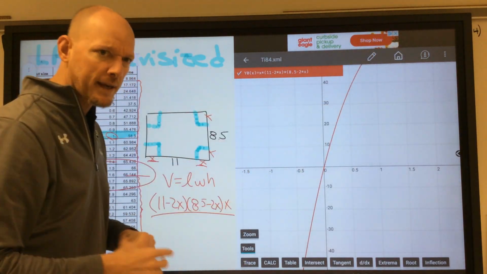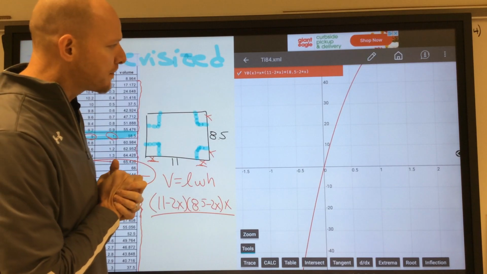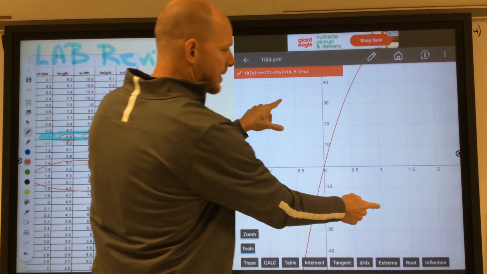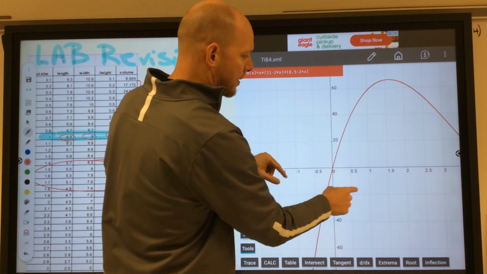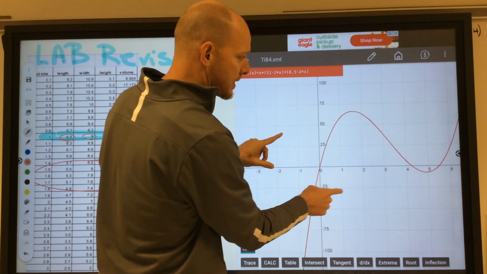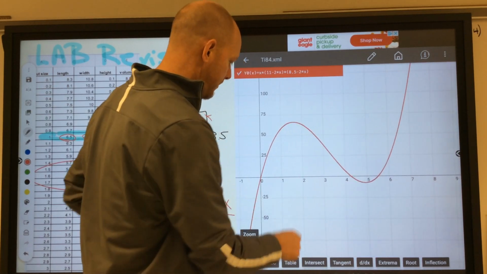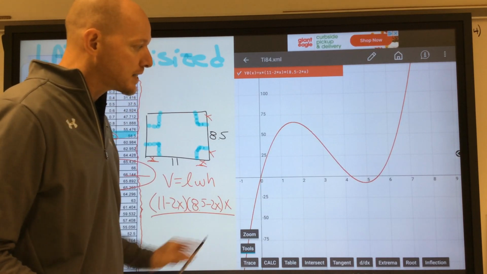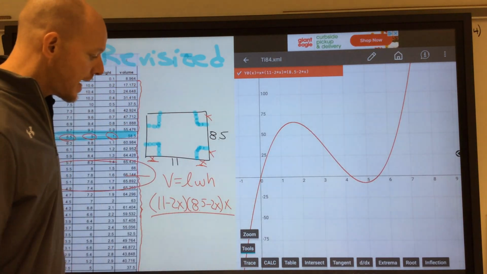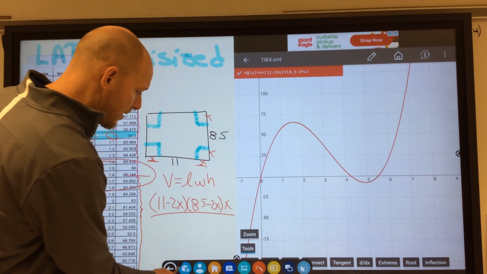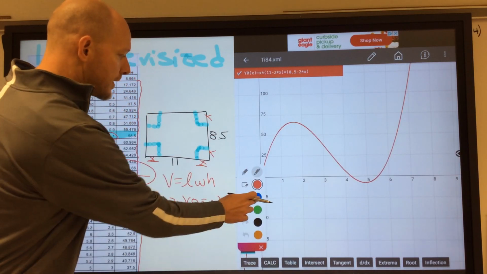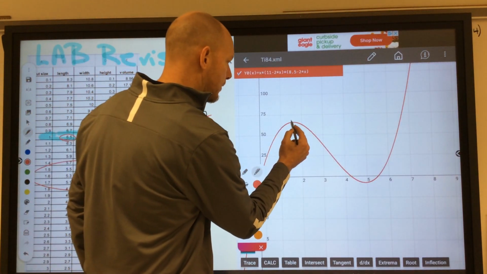But I think it should look more like a squiggly type of feature. So maybe my window's off. Let's see if there's more to it. And here we go. We could see that we weren't actually seeing the entire graph. Now we can see the entire graph, and from here there are a couple of things that we notice. One of which is that it looks like right here we have a maximum.